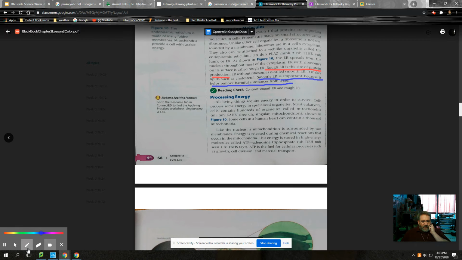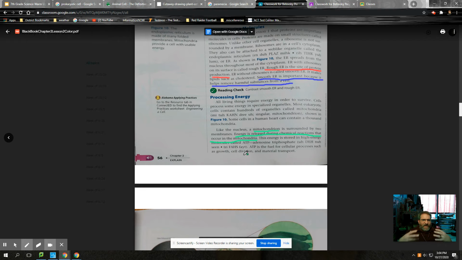Let me get a little bit different color here. Let's see. Mitochondria, right? And here it is. Let me make sure this is it. Yes, mitochondria is right here. Mitochondrial energy is released during chemical reactions that occur in the mitochondria. There you go. That is your definition for mitochondria.